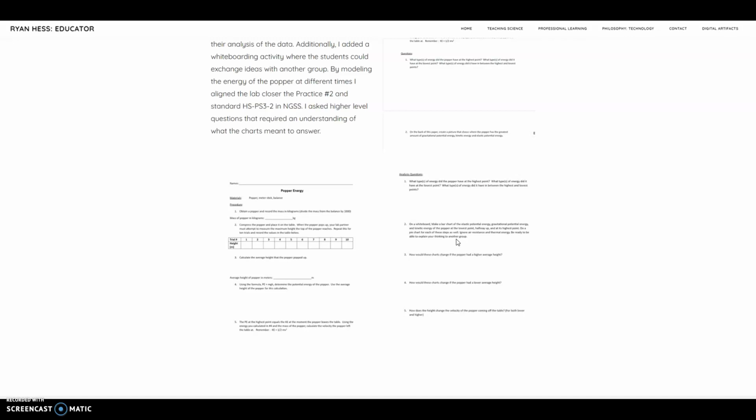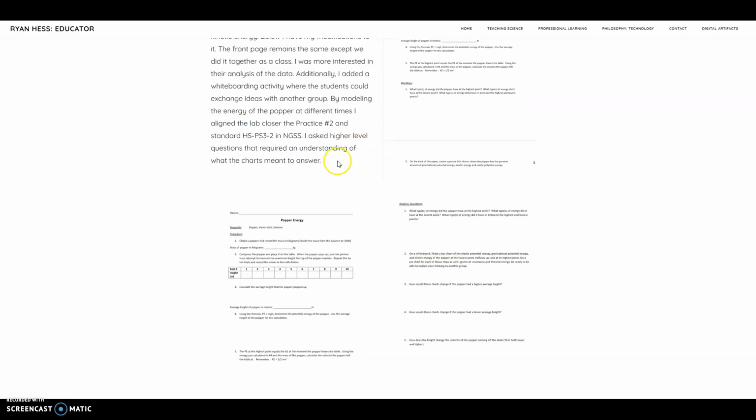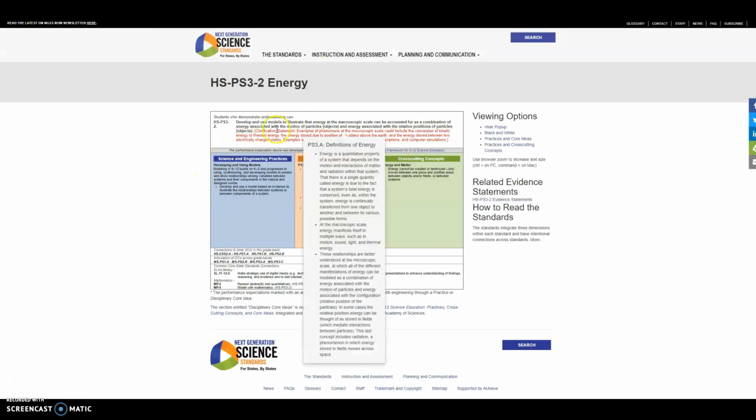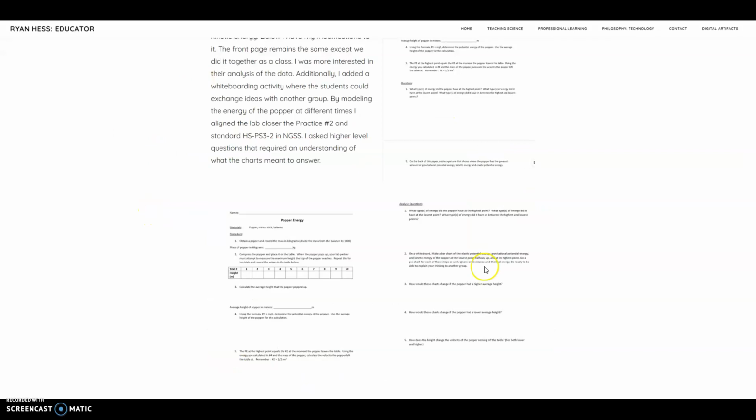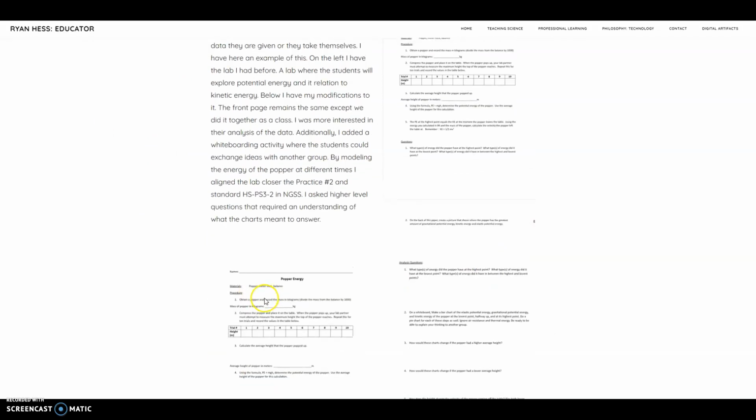And by doing this, I moved it a lot closer to practice number 2 in NGSS, which involves developing and using models, and standard HS-PS3-2 in NGSS, which is a standard that has students develop and use models to illustrate energy at macroscopic scales. And I felt that being able to whiteboard that does that job a lot better.